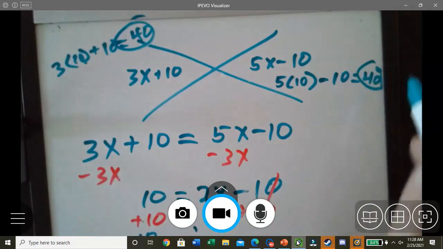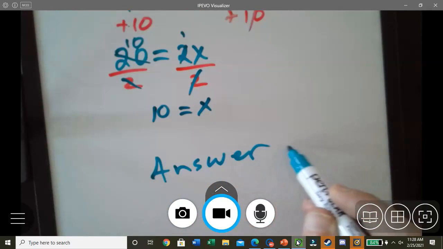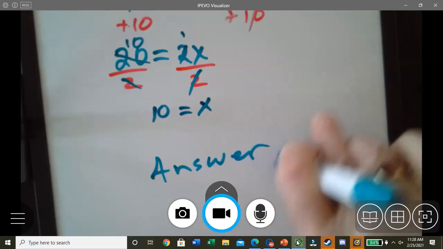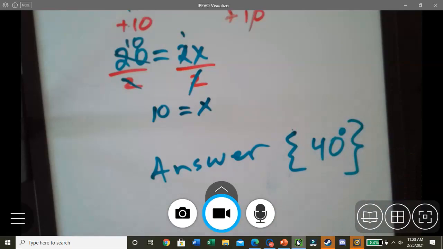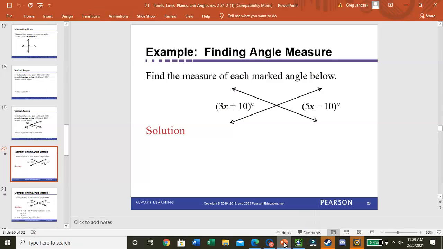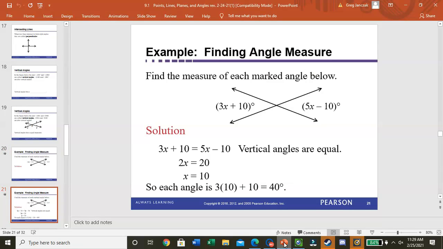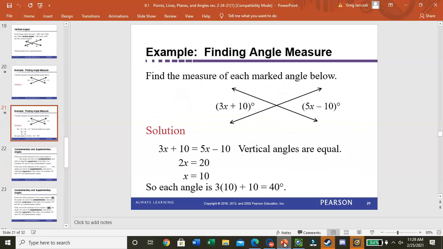So these angles are the same. So we can say that our answer is, and if we wanted to put it in set notation, 40 degrees. Okay, and that's our answer. Questions there? Okay. All right. And you can check it by knowing that both angles should be the same. If they're not, then something went wrong with the algebra, probably.